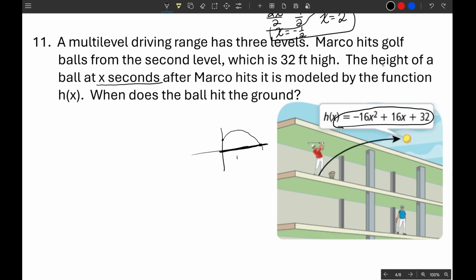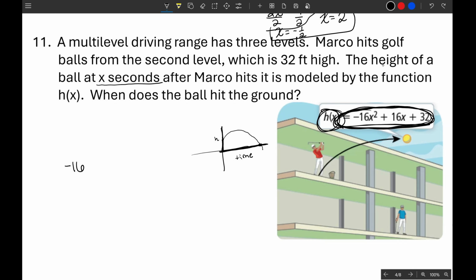And this is also your time, right? This is the time, and then this would represent your height. And we're trying to figure out how long it is before the ball hits the ground. Well, when the ball hits the ground, the height there would be a height of 0. So I want to know, when will the height, this represents the height, when will the height be 0?